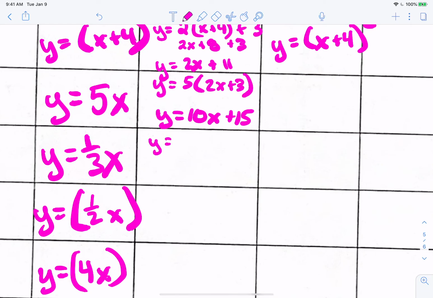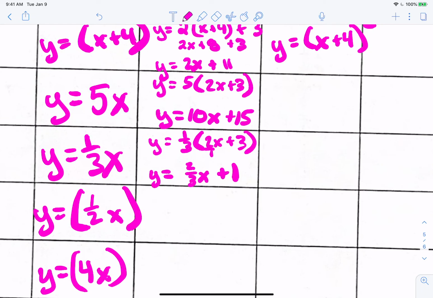Okay, the next one, the 1/3 times 2x plus 3. What is 2 times 1/3? It's like 2/1 times 1/3. It would just be 2/3. 2/3 x plus, what's 1/3 times 3? This one. 2/3 x plus 1. Okay, now how does it change?